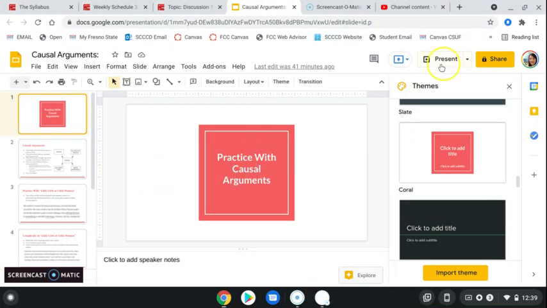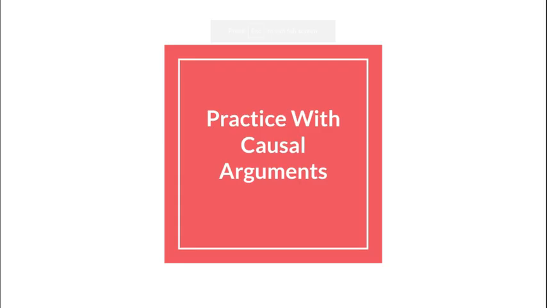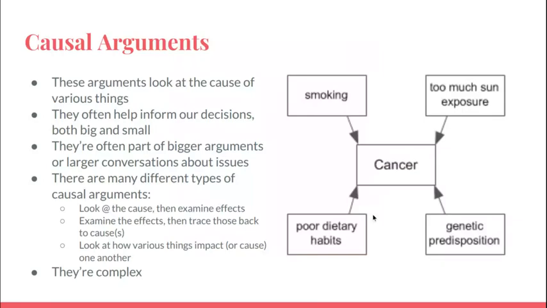Hi, everybody. So in this lecture, we're going to be looking at causal arguments and just looking at an example of how to look at an article in terms of what it's doing as a causal argument. So remember that causal arguments look at the cause of various things. And a lot of the time we use these to help us inform our decisions, big decisions and small ones. They're often a part of a bigger argument or a larger conversation, and there are lots of different types.